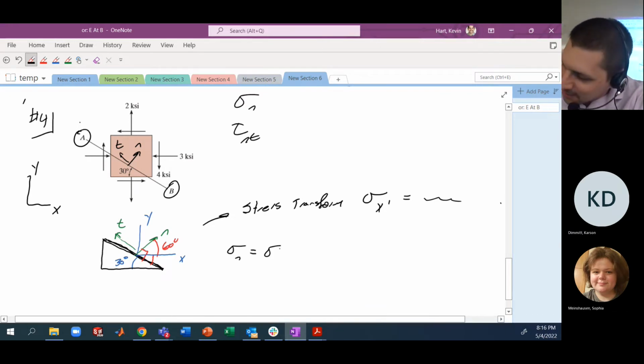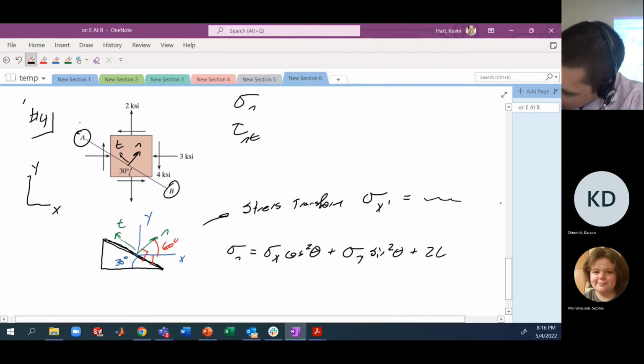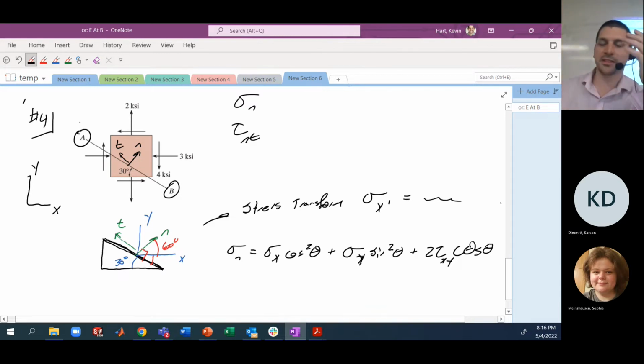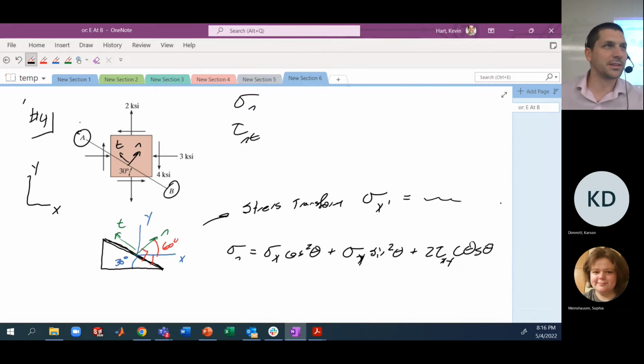Here, this is going to look something like sigma x cosine squared theta plus sigma y sine squared theta plus 2 tau xy cosine theta sine theta. Got it? This is our general stress transformation equation, and so then we just have to define the angles appropriately. This is the single angle formulation. You could also use the double angle formulation, which is on the equation sheet.